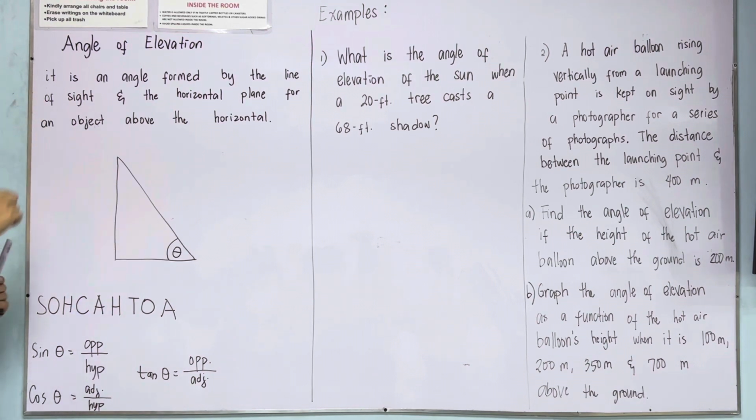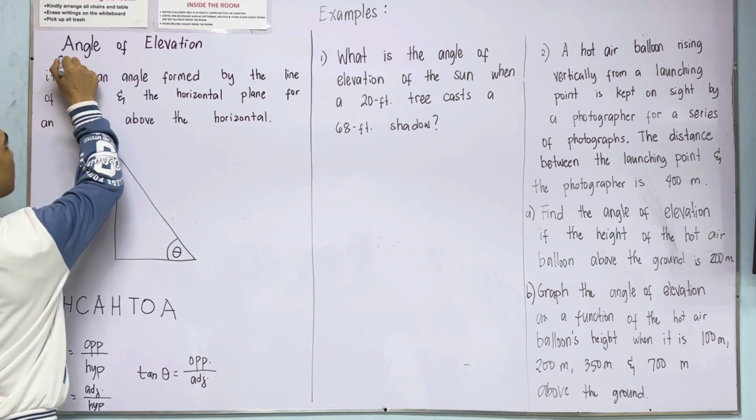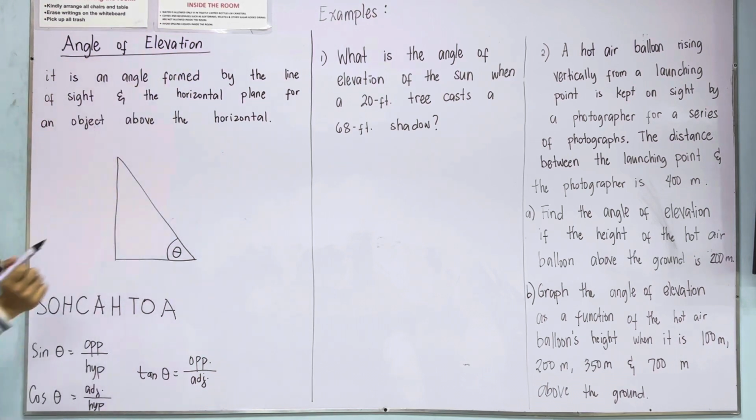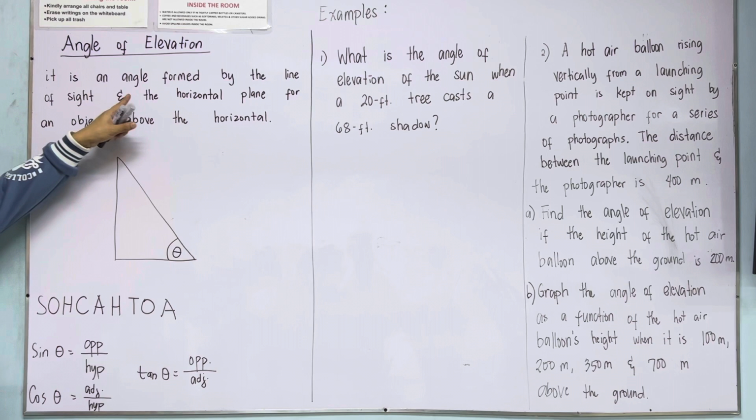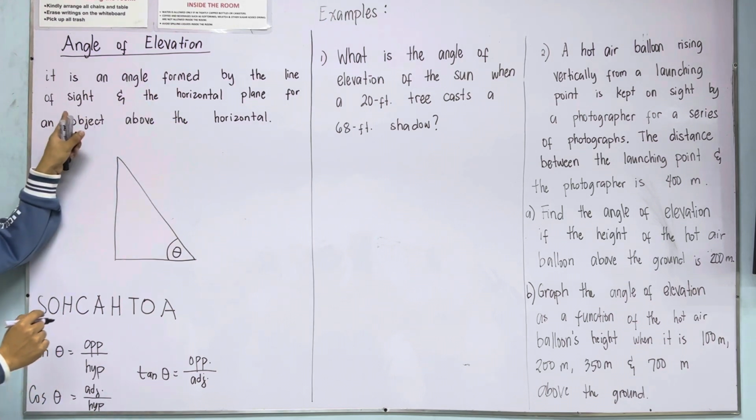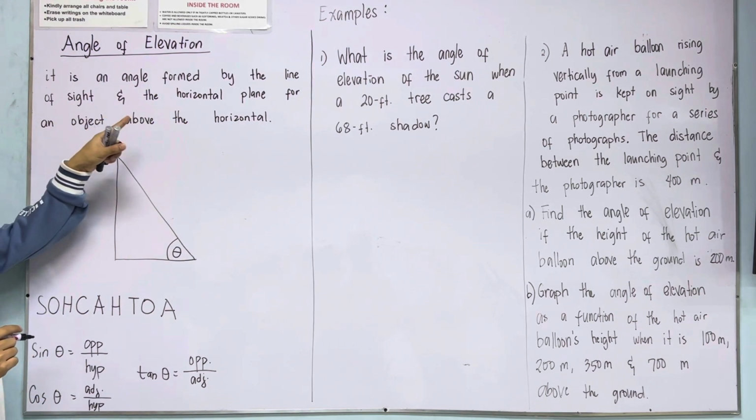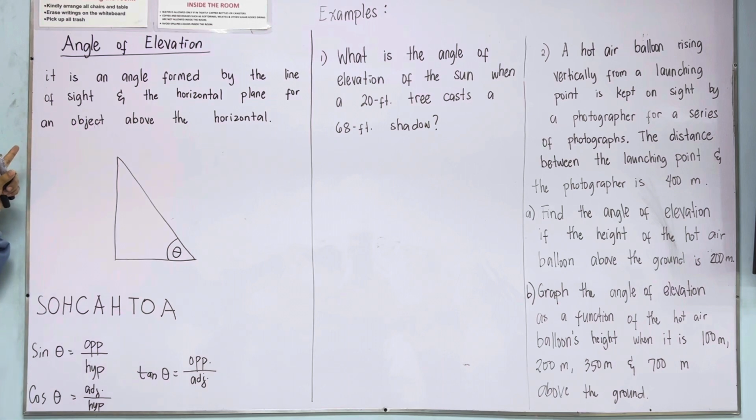We have the angle of elevation. When we say elevation, pataas siya, pababa? Pataas. So we define angle of elevation as the angle formed by the line of sight and the horizontal plane for an object above the horizontal.